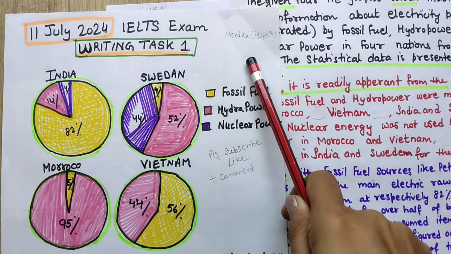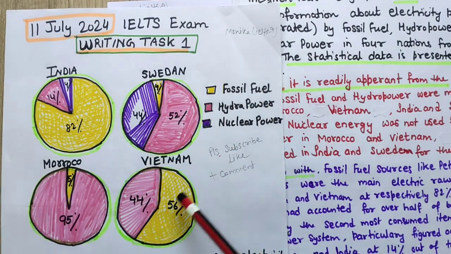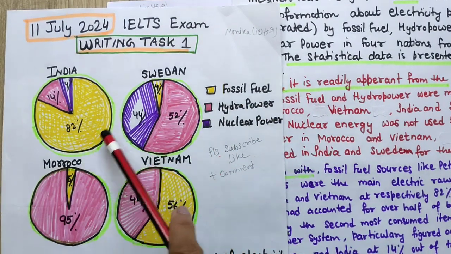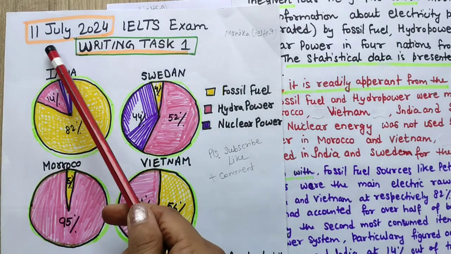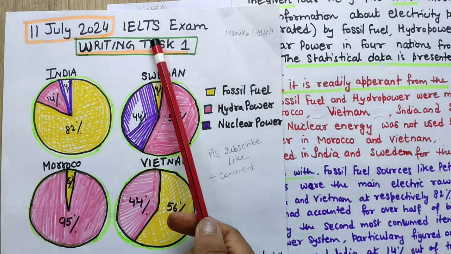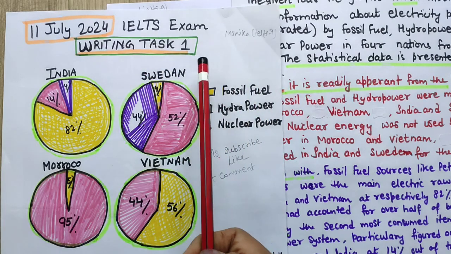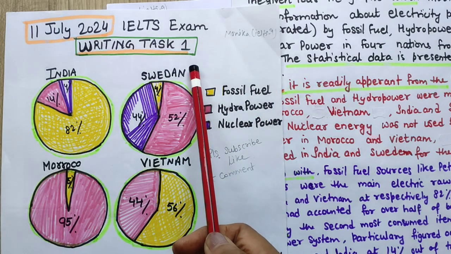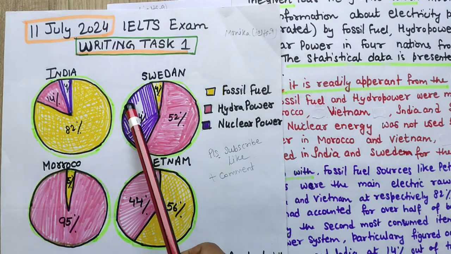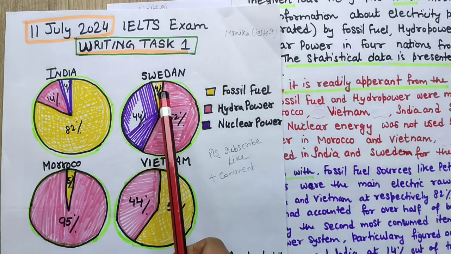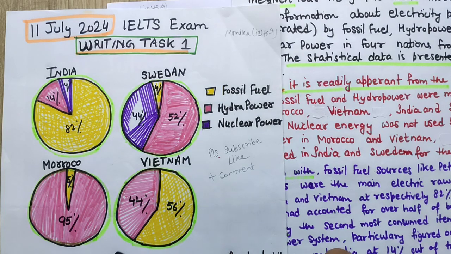Monica from IELTS 9. So we will be doing this writing task 1, that is pie charts. 4 pie charts are there and that was part of, you can see, the 11th July 2024 IELTS exam that was held in India. And if you are from my neighboring country or other part of the world, you can always text that this was the writing task 1. It had appeared in this exam. So I will try to solve with that.